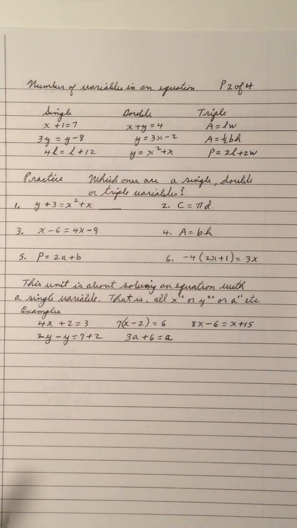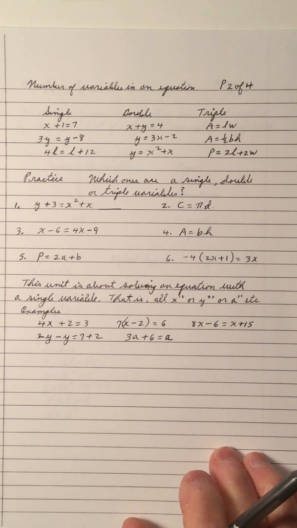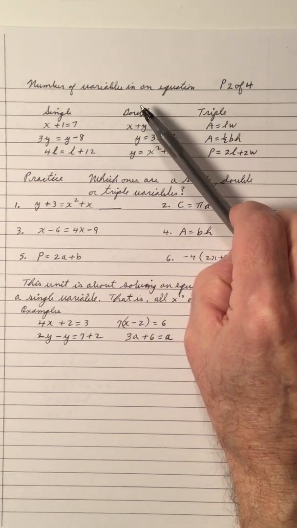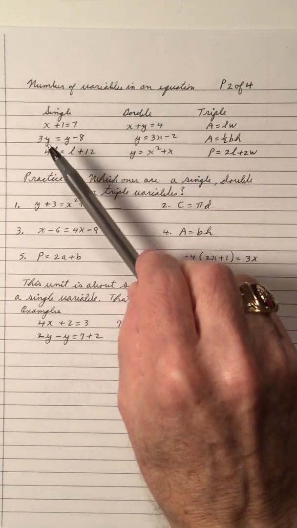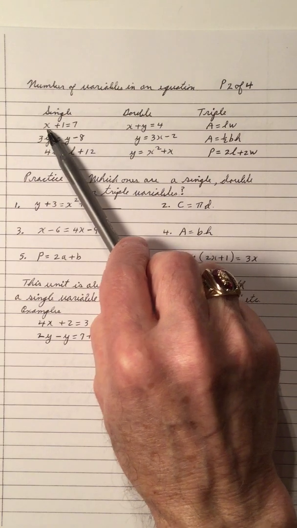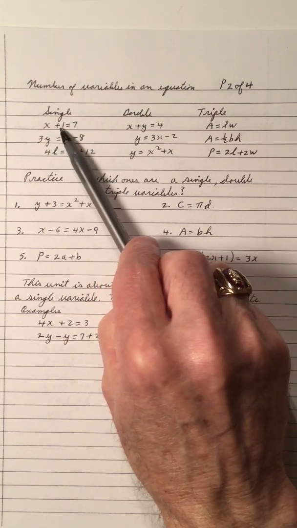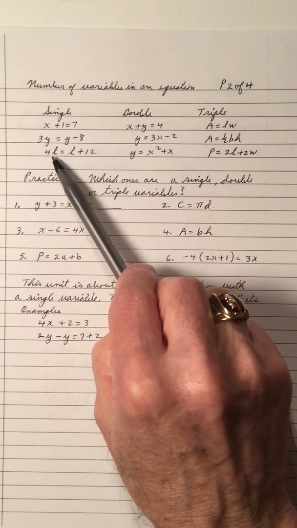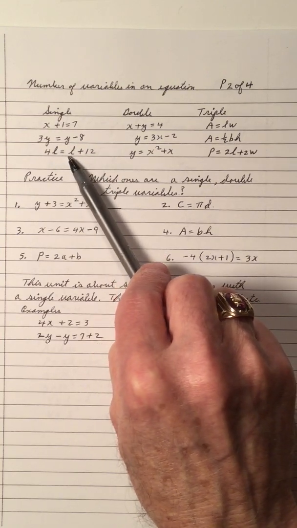Classification of equations. The number of variables in an equation decides how we classify the equations. If we have one variable, we have a single. So x is the single variable in this one. Y is the single variable in this equation. And L is the single variable in this equation.